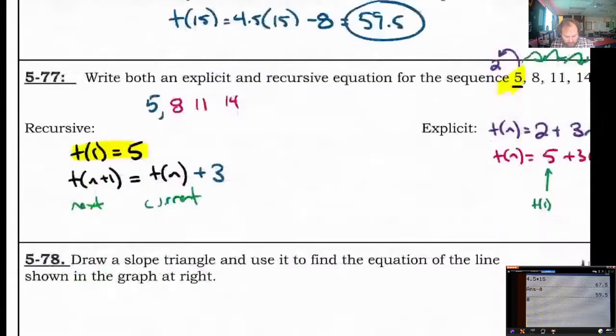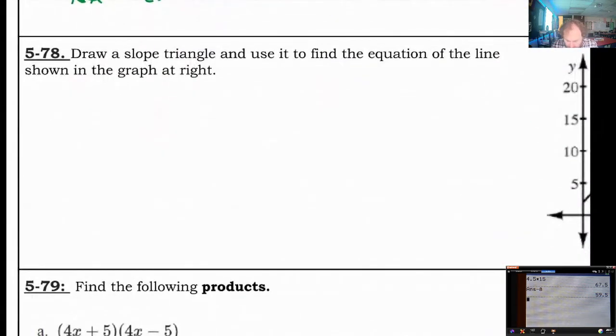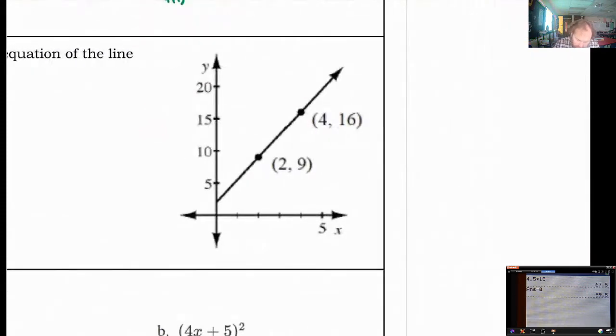Let's move on to the next question, 578. We're going to draw a slope triangle and use it to find the equation of the line shown in the graph at right. Easy to do. Slope triangle would look something like this. For our slope triangle, it looks like it goes from 9 to 16. 16 minus 9 is going to give you 7. That is taking the y values and subtracting them to get 7. And the x change is just going to be 2, and that is 4 minus 2, taking the x values and subtracting those right there.